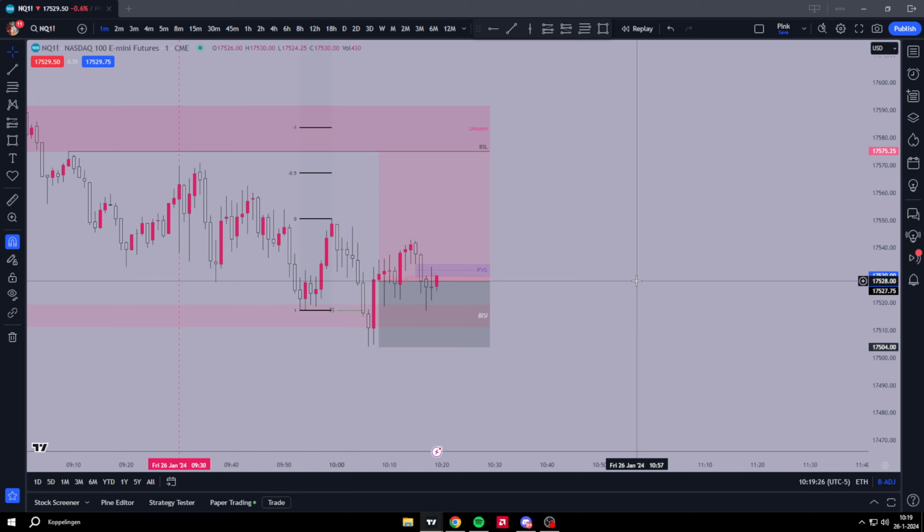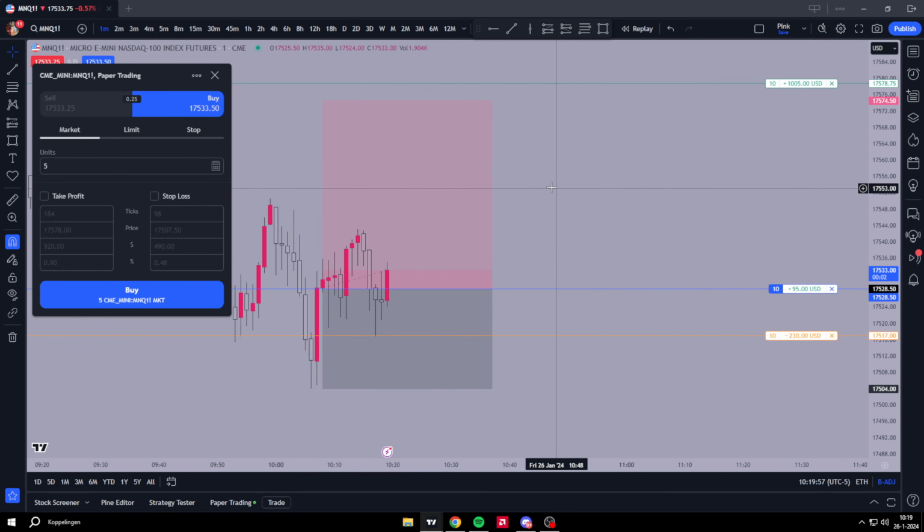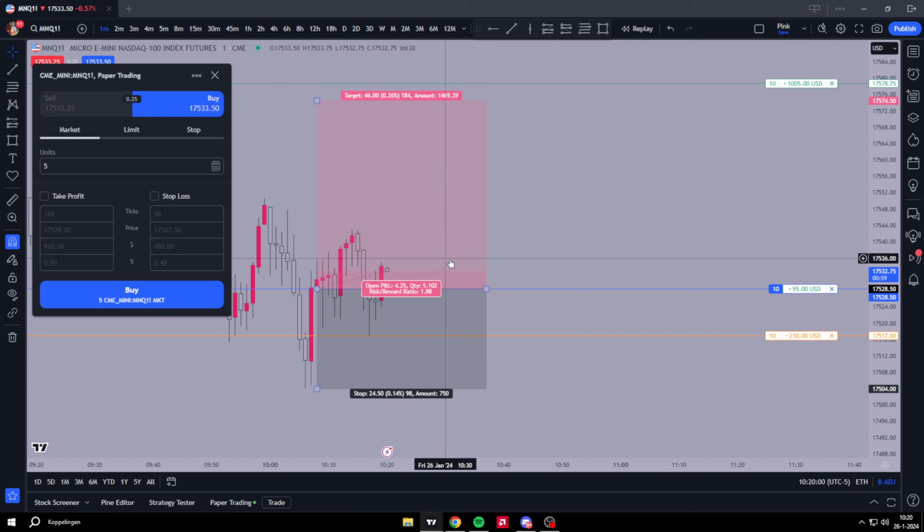Need to see this get in first. So, taking way too long. All right. Let's see it. On here, this would be better. If you can get a close above here.